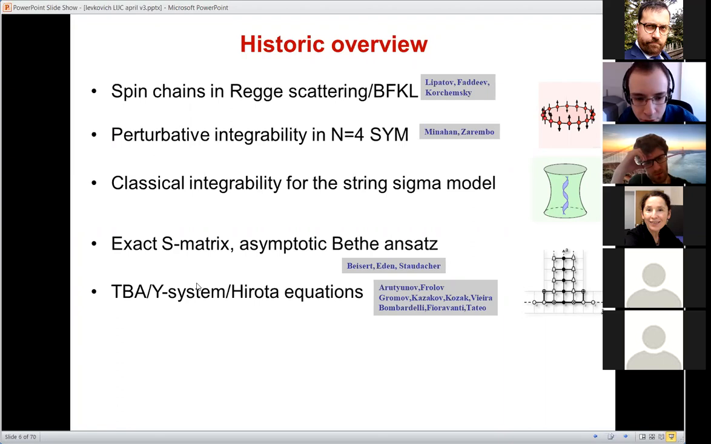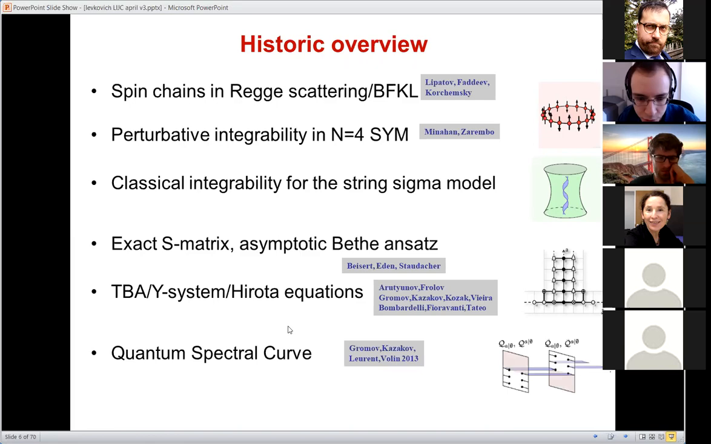So, starting with the exact S-matrix, which leads to the asymptotic Bethe ansatz for the spectrum in large volume or for long operators. Then the equations for the exact spectrum were formulated in the form of the thermodynamic Bethe ansatz, or alternatively the Y-system or Hirota equations, but this is still an infinite set of equations. The last step was to simplify them and bring them to the form of the quantum spectral curve, which is finally a finite system, which is also much more transparent and easier to work with.